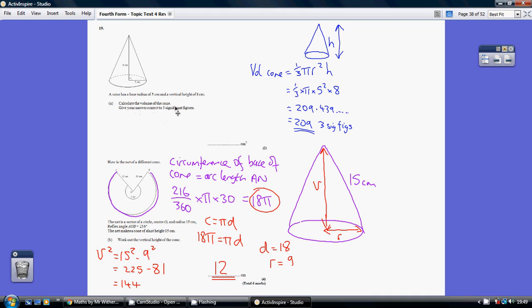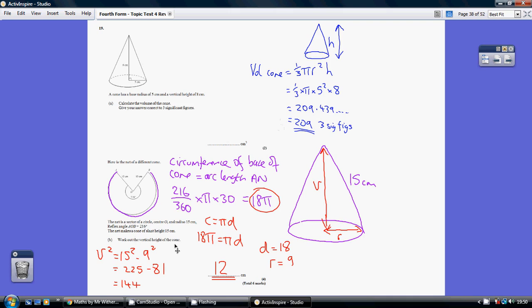Well, the formula sheet tells us that the volume of a cone is this, and it clarifies that the height you need to use is the height straight up. So the volume is going to be 1/3 times pi times 5 squared times h. So to three significant figures, 209.